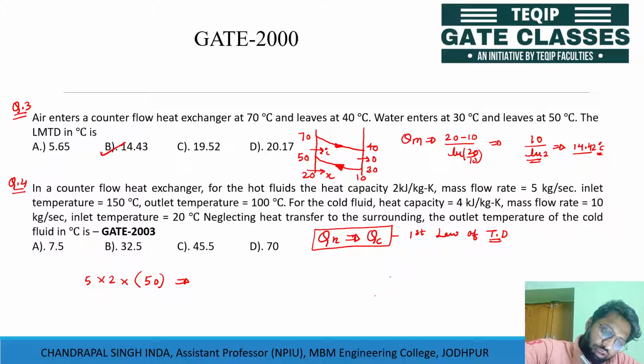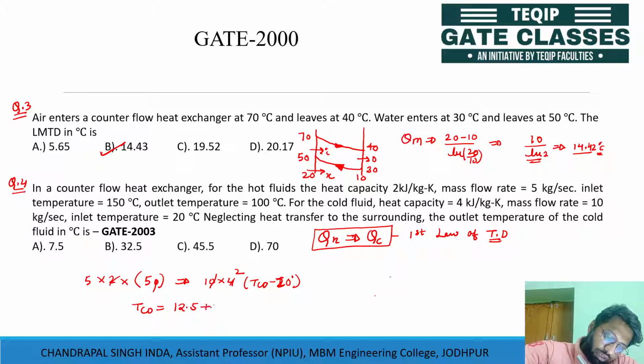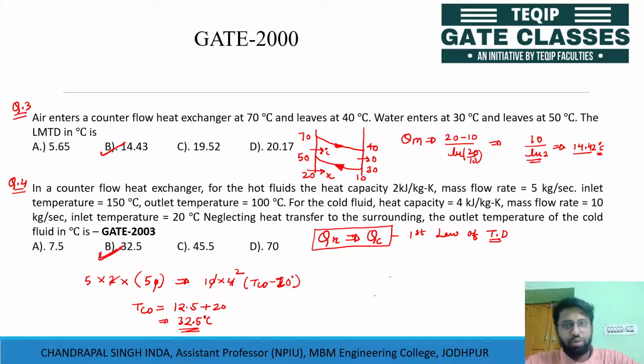So mass flow rate of the cold fluid is 10, and heat storage capacity is 4, and T cold outlet minus 20 degree centigrade. So the T cold outlet is equal to 12.5 plus 20, and it will be equal to 32.5 degree centigrade. So option B is correct for the given question.